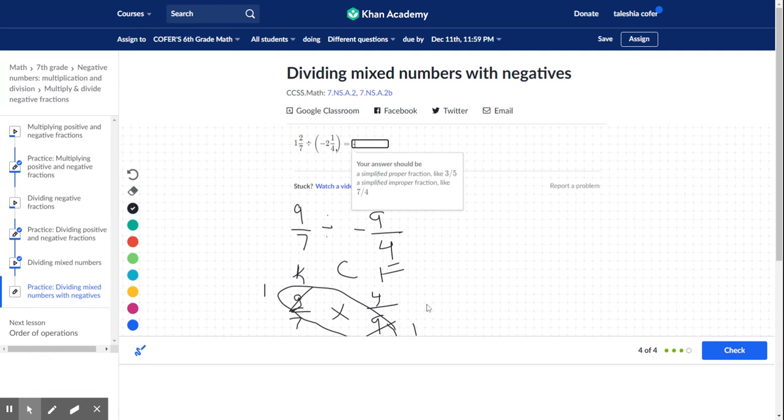Now I can multiply straight across. 1 times 4 is 4. 7 times 1 is 7. So my answer is a negative 4 sevenths.